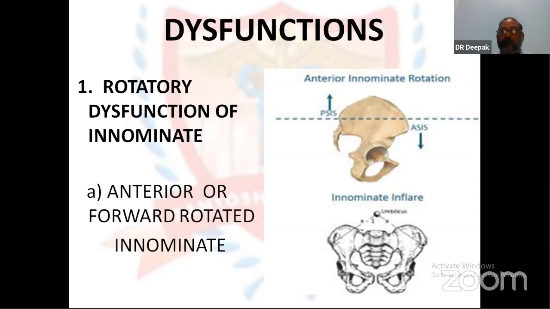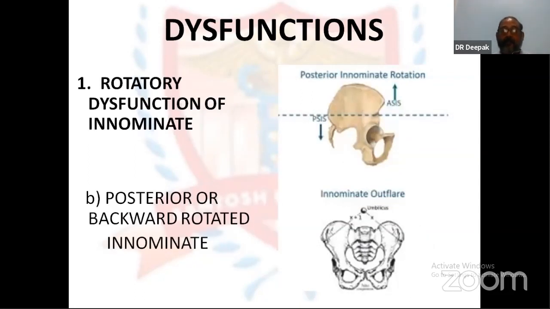In rotatory dysfunction, first is the anterior or forward rotated innominate. That innominate is moving in the anterior or forward direction. That means the ilium is going in the superior or anterior direction, right? In osteopathy, it is known as SA ilium, superior anterior ilium, and normally we call it anterior or forward rotated innominate.